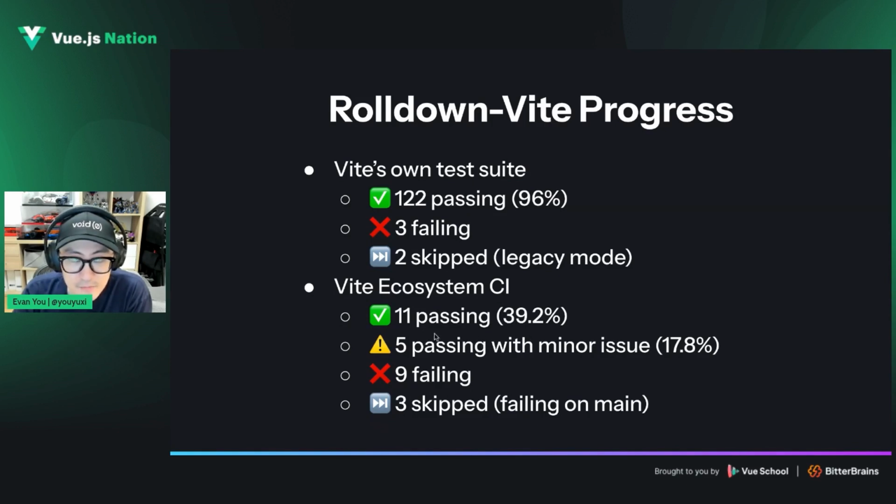So we have 11 out of 28 tests passing, with 5 additional passing with minor issues, 9 failing. 6 of them we already know where the problem is, and we're working on those. And 3 are skipped because they're failing on Vite's own ecosystem CI too. So our goal for the next coming 2 months is to get as many of these ecosystem CI tests passing so that we can ship a version of Rolldown-Vite into the hands of our users to test it out in real-world projects.